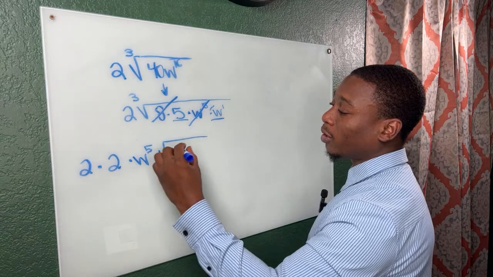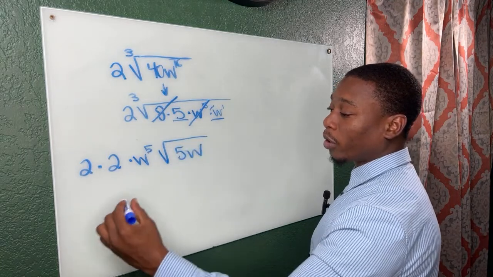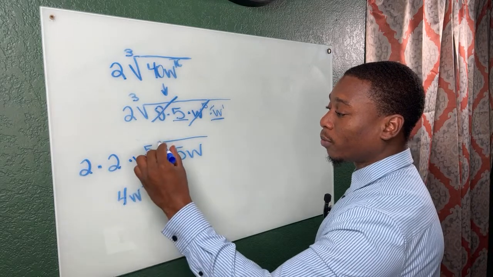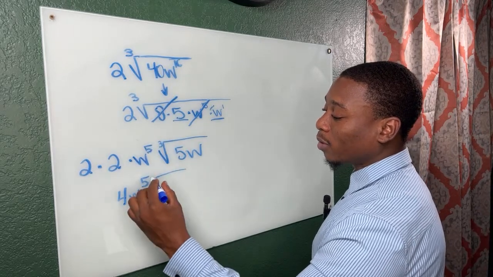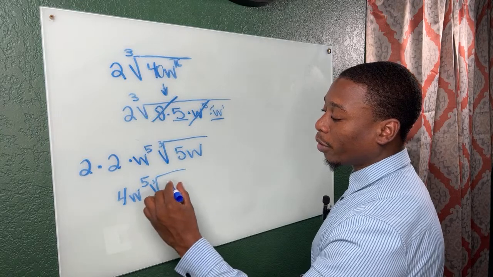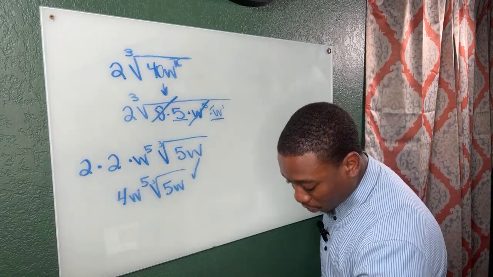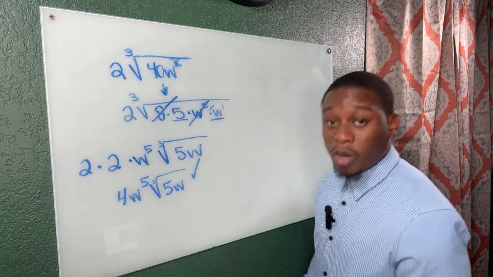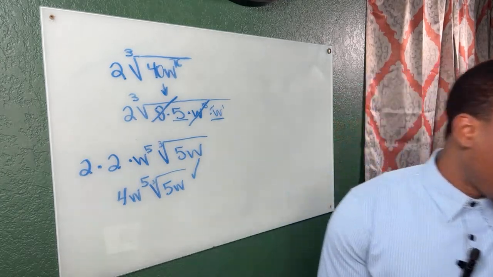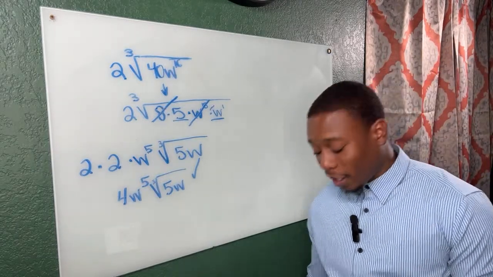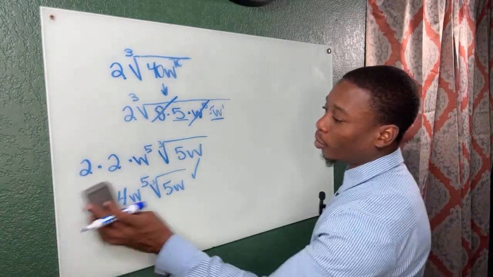So when we start cleaning this up, we're going to have 4w to the 5th power times the cube root of 5w. And let's double check our notes. Yep, that's absolutely correct. Now we're done with that first aspect of the video, and now what we're going to do is move on to adding and subtracting radicals.